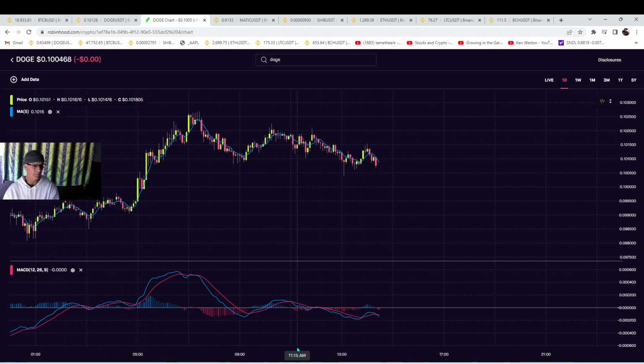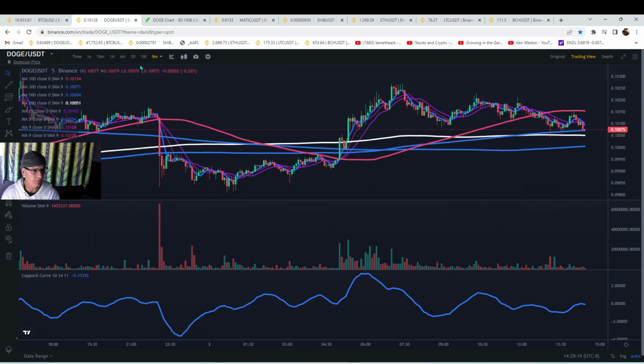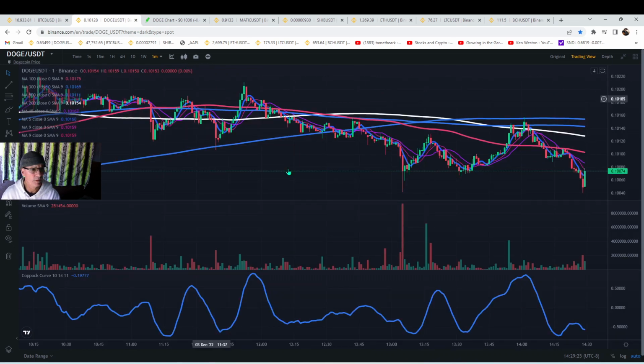Okay, so that's all we can do with that. All right, so that's the Robinhood following Dogecoin. And Dogecoin's pulling back. It would be the buy area, I would say. Dogecoin over here, same thing on the 1 minute. And there's your pullback and a bounce now.